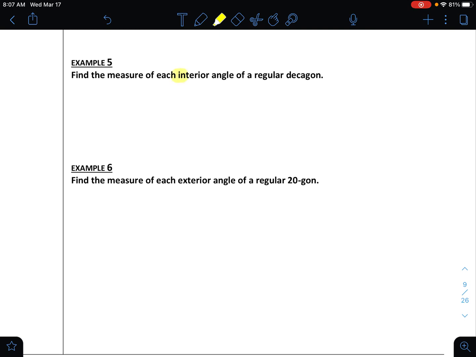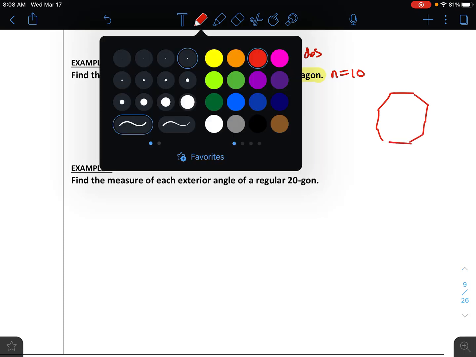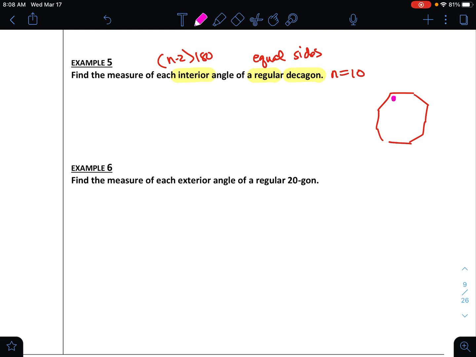Okay, number 5, find the measure of each interior angle of a regular decagon. Okay, interior, I'm thinking of the formula, n minus 2 times 180. Regular, I'm thinking it has equal sides. So I'm going to just make a couple notes here. And decagon, I need to know that a decagon has 10 sides. So I want to find the measure of each interior angle. So I'm not going to be able to draw a decagon, so I'm just going to try to draw something with a lot of sides, just to give you a visual. What we're trying to determine is the measure of each of these angles. Okay, I want to know how much individually they are. And I know that they're all equal. So I'm going to say equal sides, angles.